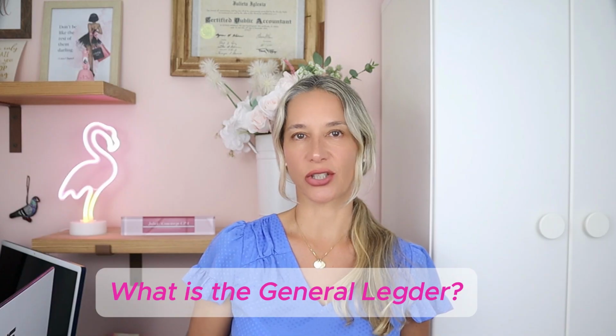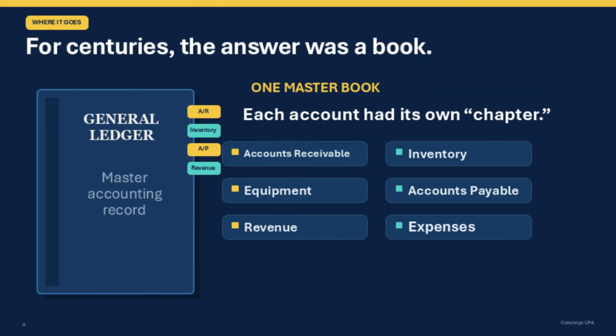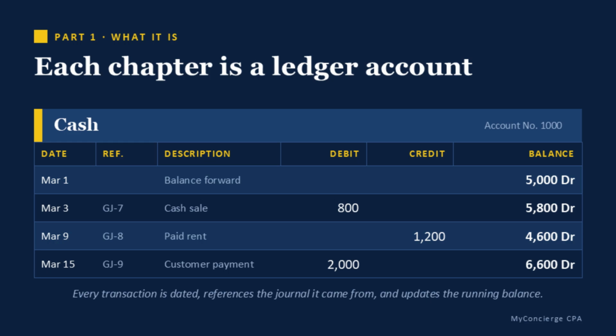What is the general ledger? Here is the cleanest definition I can give you. The general ledger is the complete record of all the accounts a business uses and all the financial activity posted to those accounts. As I mentioned earlier, a ledger was once a physical book. The general ledger was the master book that brought all of the company's accounts together into one complete accounting record. You can think of that book as being divided into chapters, with one chapter for each account, such as accounts receivable, inventory, revenue, or rent expense. Each chapter collected every transaction that affected that account and kept track of the account's running balance.